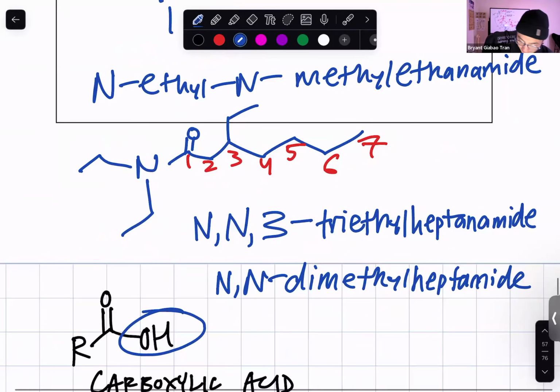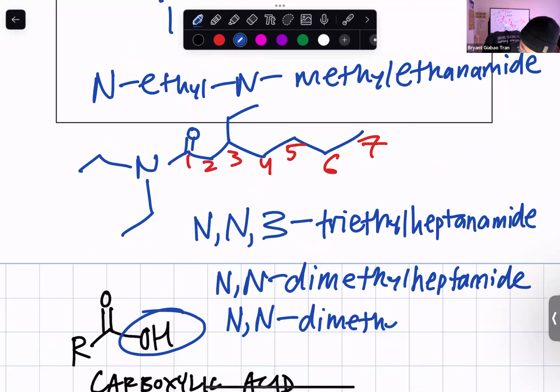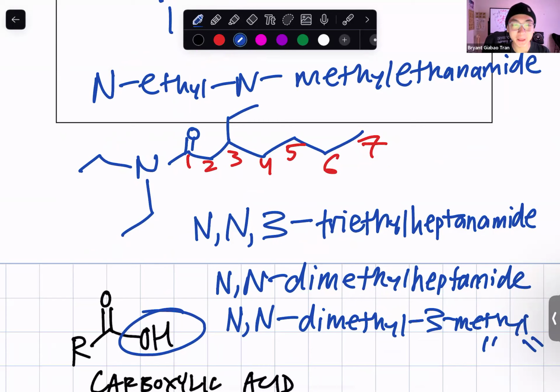But let's say on carbon 3 it was a methyl group, there would be N,N-dimethyl, 3-methyl heptanamide. Right. You have to keep track of the substituents, and if they're the same, group them into a list, like N,N,3 or 2,3,4 or 2,3,3, and then remember the prefix di, tri, tetra, and so on and so forth.